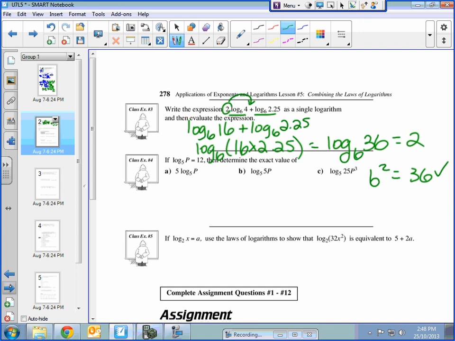Okay, so log of p base 5 equals 12. That's what they're telling us. Then determine the exact value, okay? If log of p base 5 is equal to 12, this right here is equal to 12. Does everyone see that? So I can just go 5 times 12 if I want to. 60. It's 60.